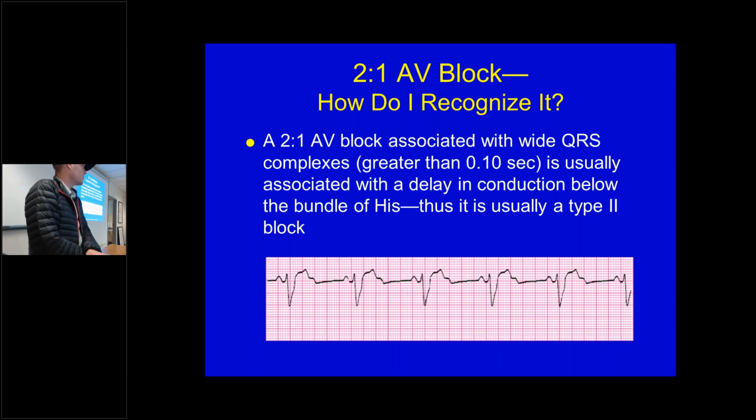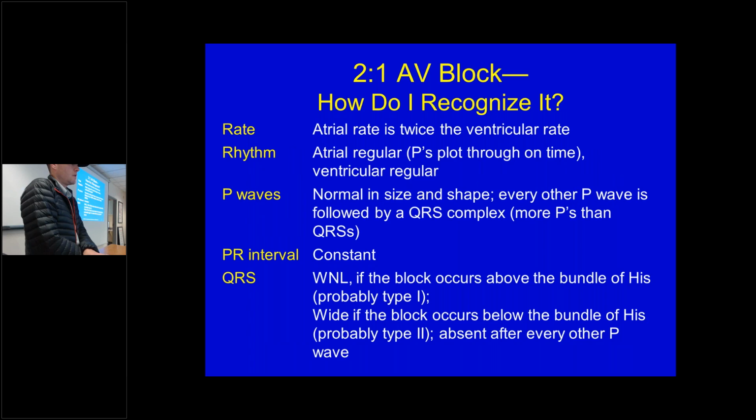ST elevation, huh? Depending on which lead that is, and if they also have a left bundle branch block, then you can decide if that's actually ischemia or not. But in this case, you have to assume it is until proven otherwise. So this is just kind of more definition.